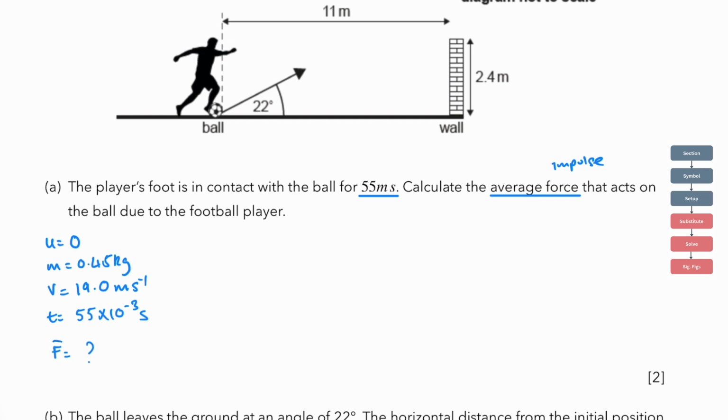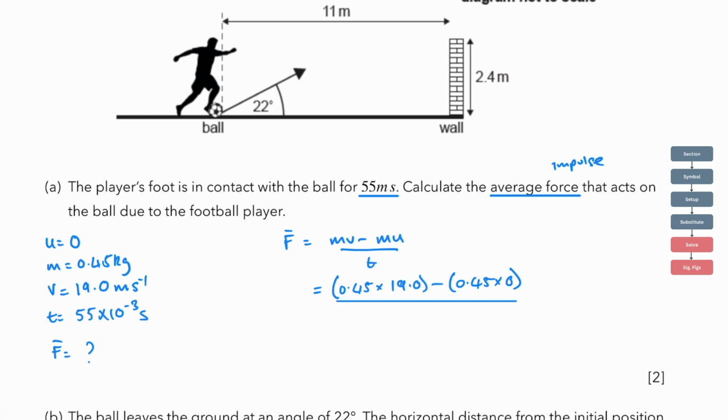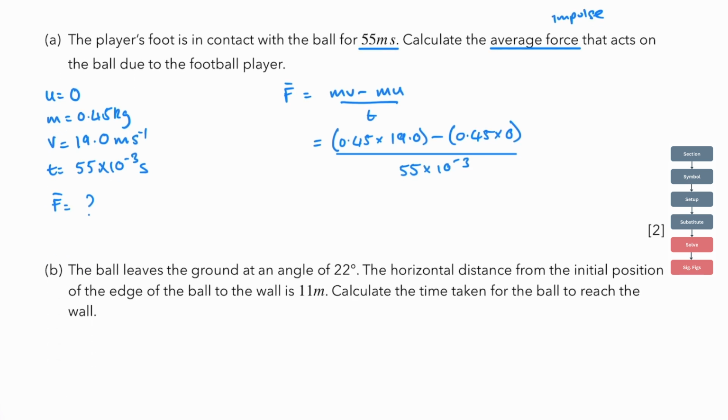Next, we set up the correct equation. Our equation setup is this. We've seen this before. And then we substitute our data. 0.45 times 19.0 minus 0.45 times 0 divided by 55 times 10 to the minus 3. Then we solve and it gives us the average force is equal to 155.5.